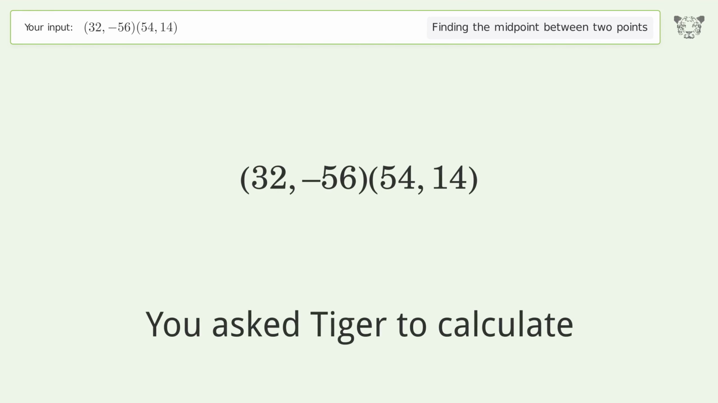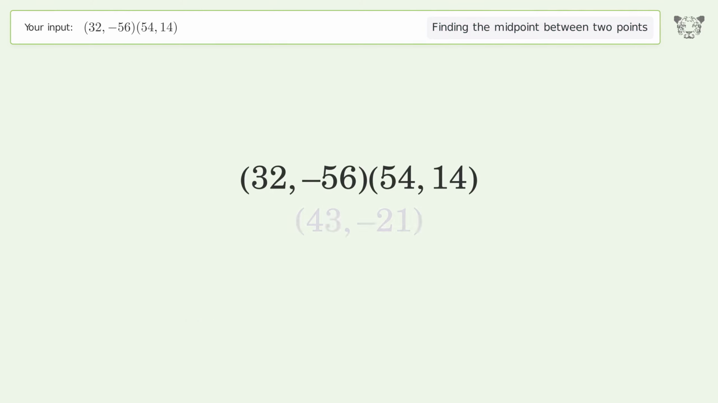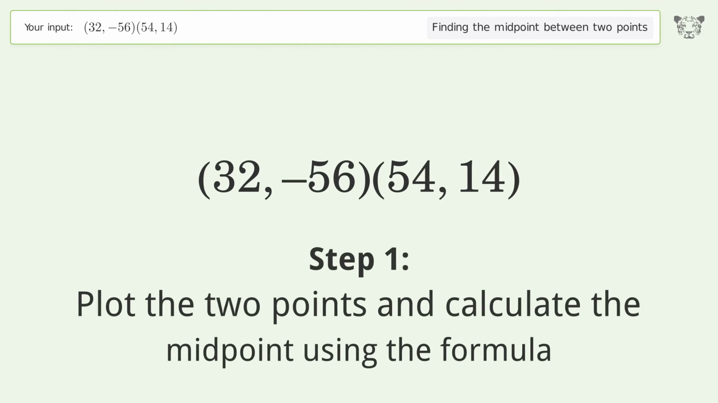You ask Tiger to calculate. This deals with finding the midpoint between 2 points. The midpoint between the 2 points is 43, -21. Let's solve it step by step. Plot the 2 points and calculate the midpoint using the formula.